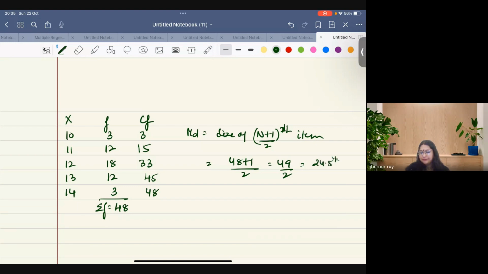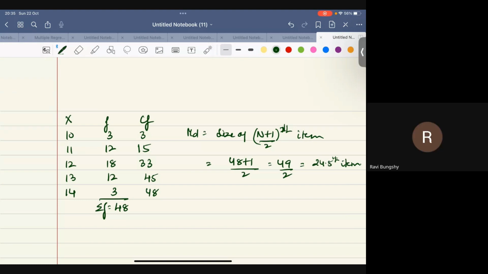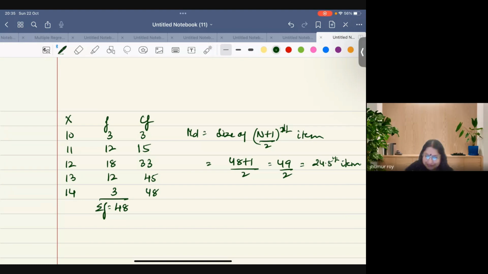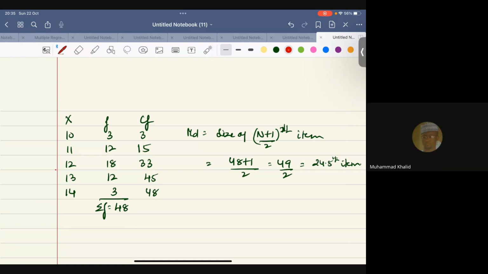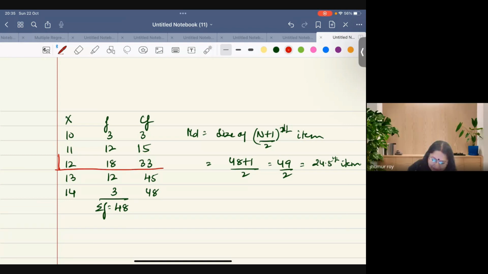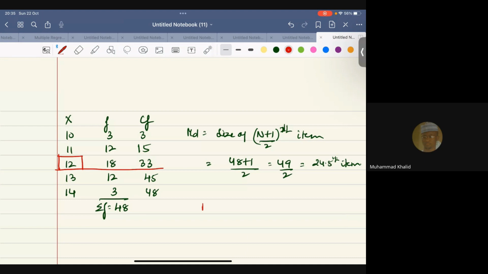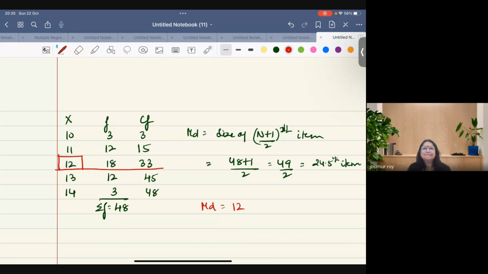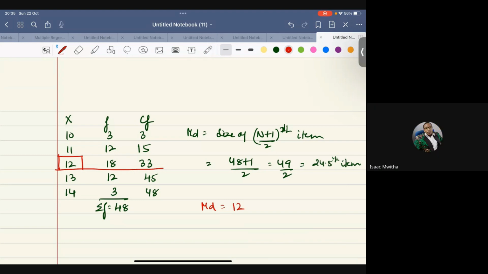The 24.5th item. Where will the 24.5th item fall? In 33, which is 12. So what is your median value? It is 12. Is it clear to all of you? Yes, ma'am.